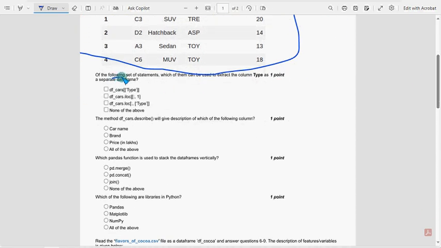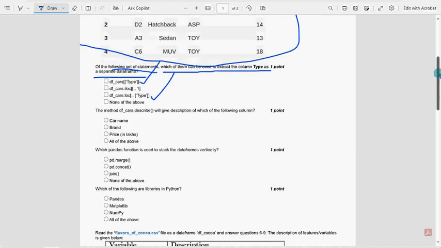So second question, of the following set of statements, which of them can be used to extract the column type as a separate data frame? So for second question, I have got two probable solutions. First option and third option. Right? Now let's move on to the third question.